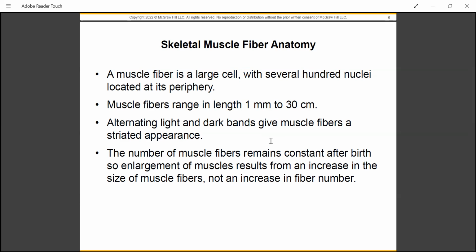So we said striated gives a striped appearance. So this is due to the two different types of myofilaments, which we'll talk about a little bit farther along. And so after birth, our total number of muscle fibers actually remains constant. So growth of muscles is really just an increase in size of our muscle fibers rather than actually adding a higher number or an increase in muscle fibers.